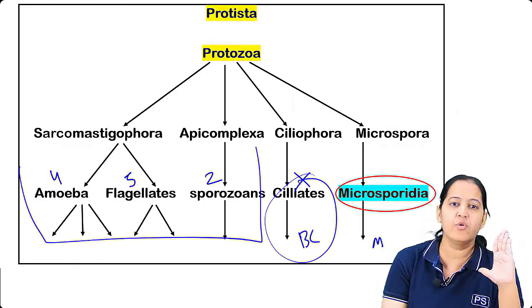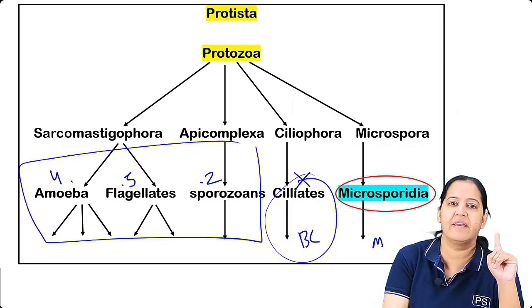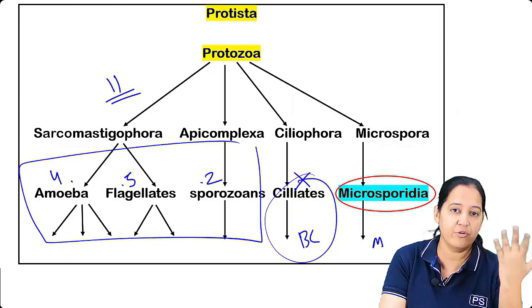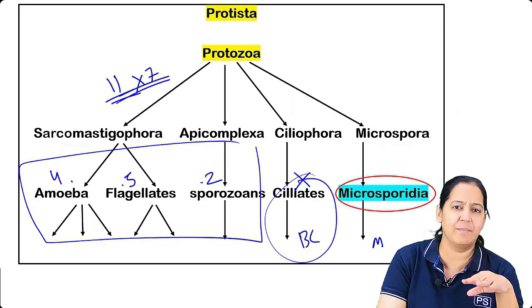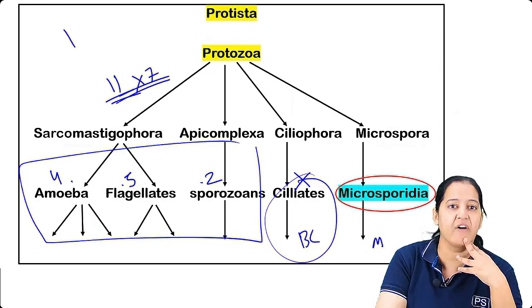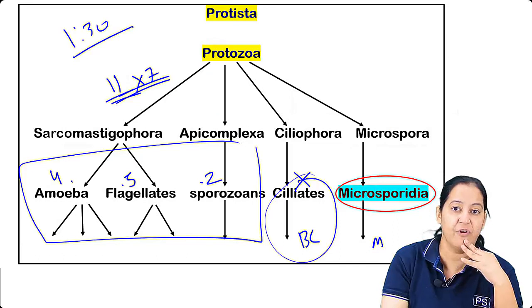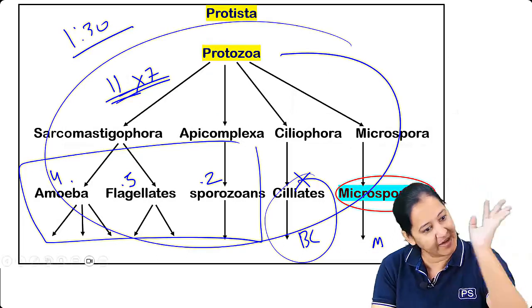So how many can you count? 5, 6, 7, 8, 9, 10, 11. 11. And 5 to 10 minutes on each. On an average, 7 minutes on each. On an average, 7 to 10 minutes. So we require 1.5 to 2 hours here for completing protozoa. And it will take just as much time for metazoa.